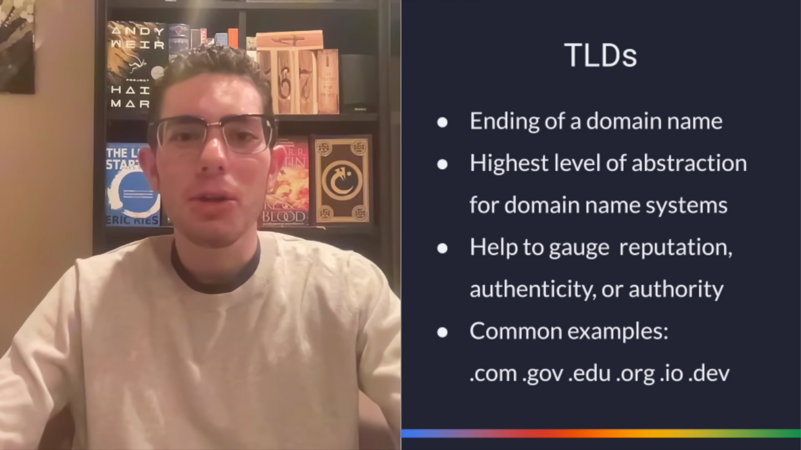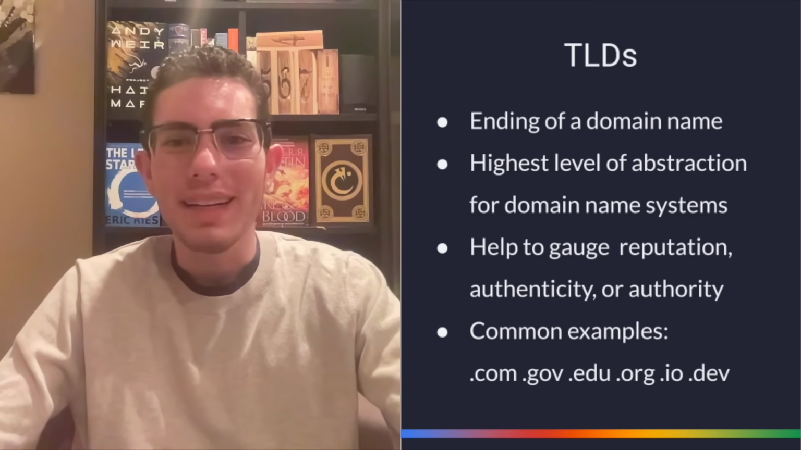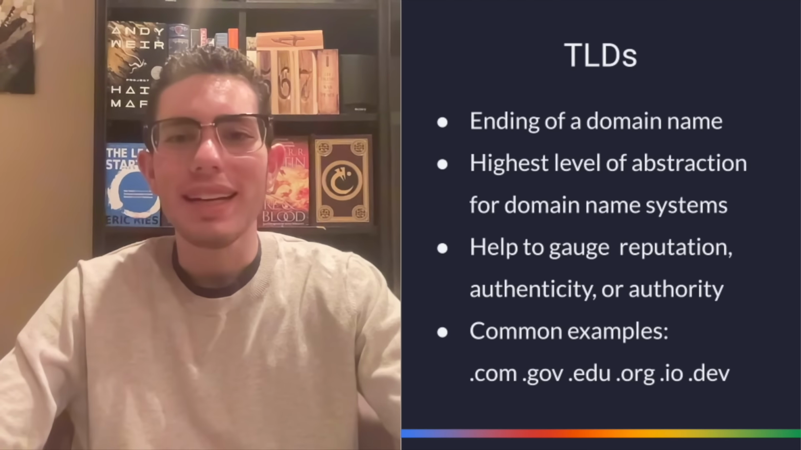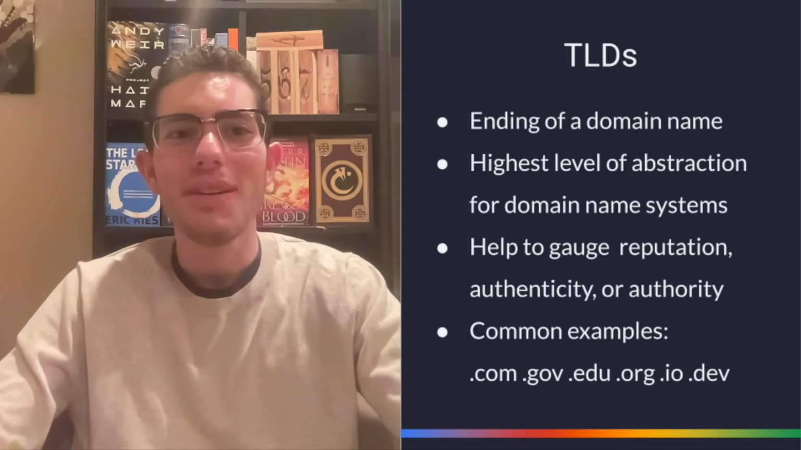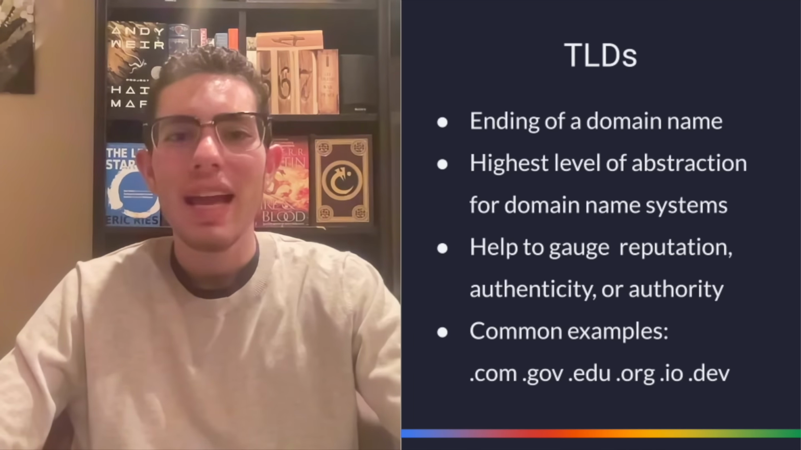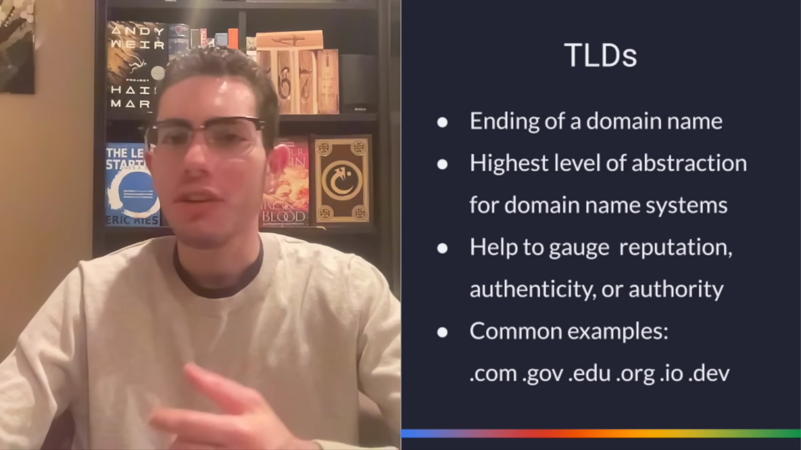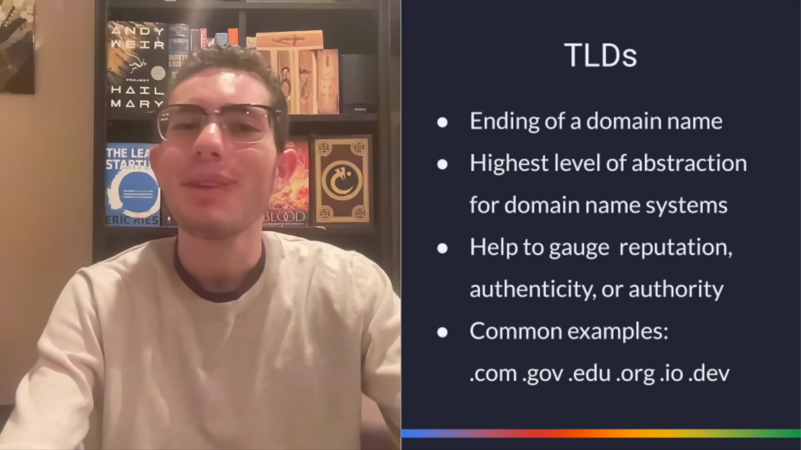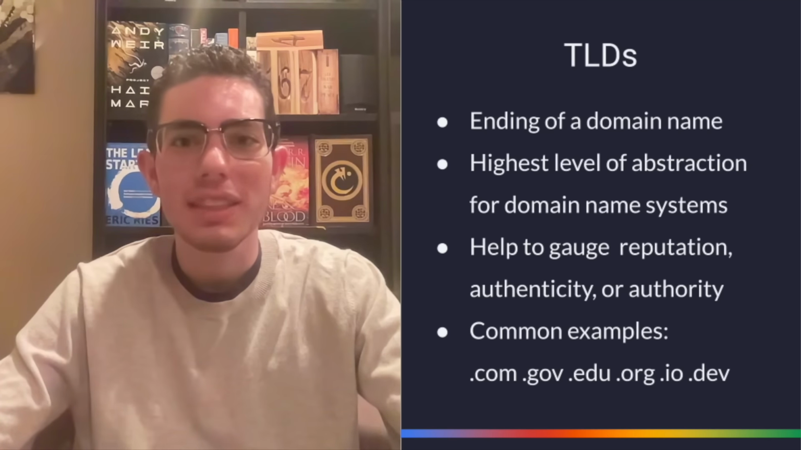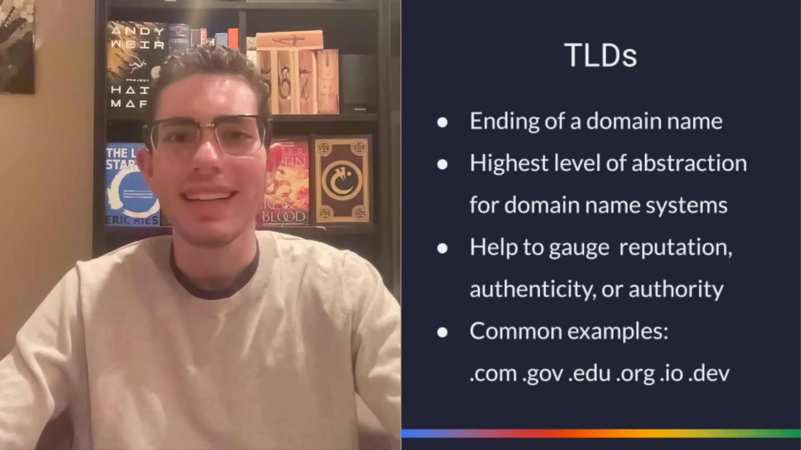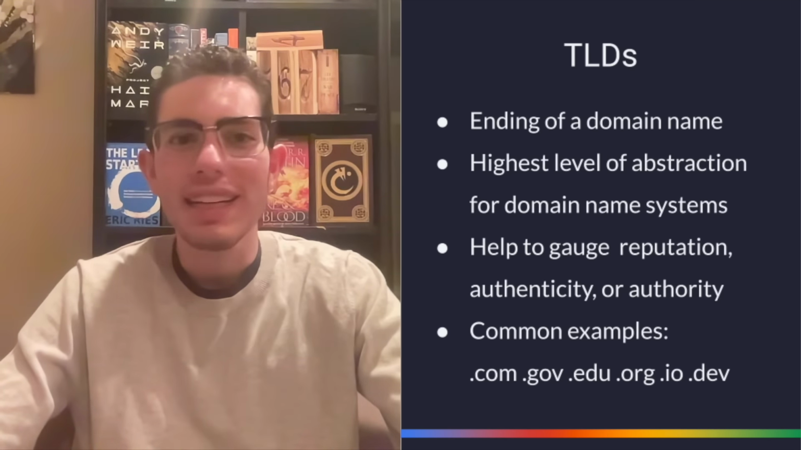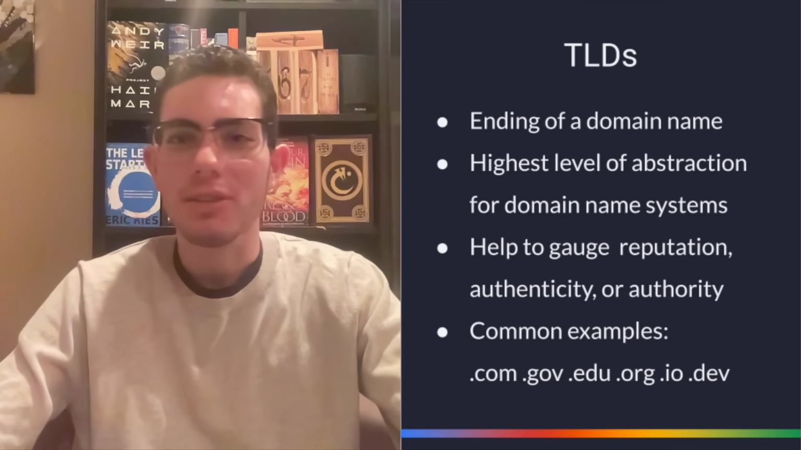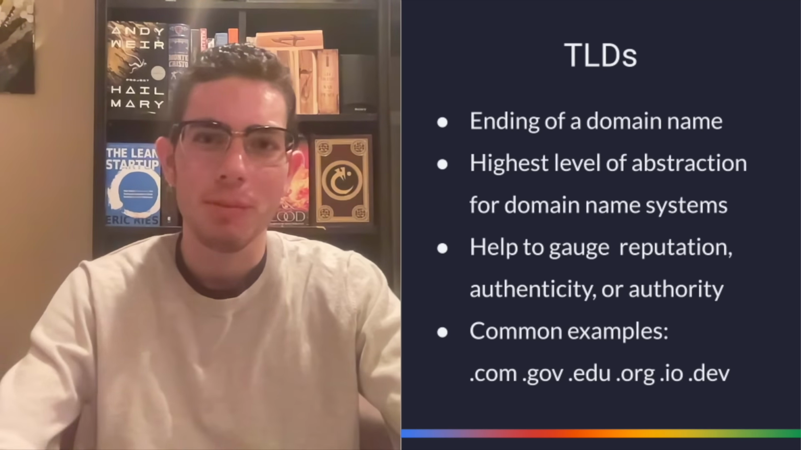When scanning through your search results, take note of top-level domain names, or TLDs. These are the highest level of abstraction for domain name systems, or the DNS, and noted as the ending of each domain name. TLDs are important as a way of gauging reputation, authenticity, or authority. In the United States, sites for educational institutions will commonly end with .edu. This is generally an easy way to identify more reputable sources. It also applies for other TLDs, such as .gov for government websites.